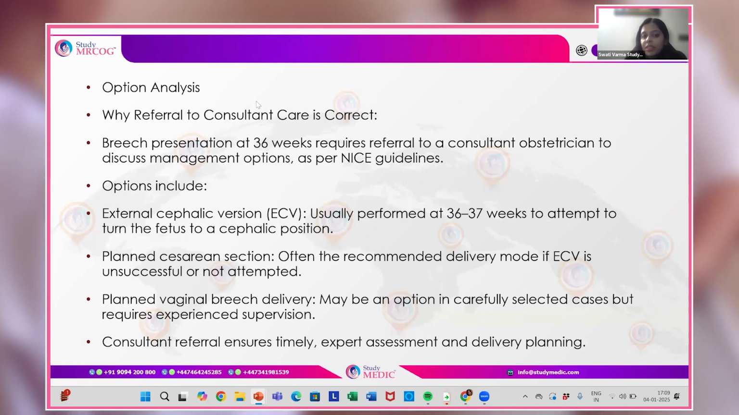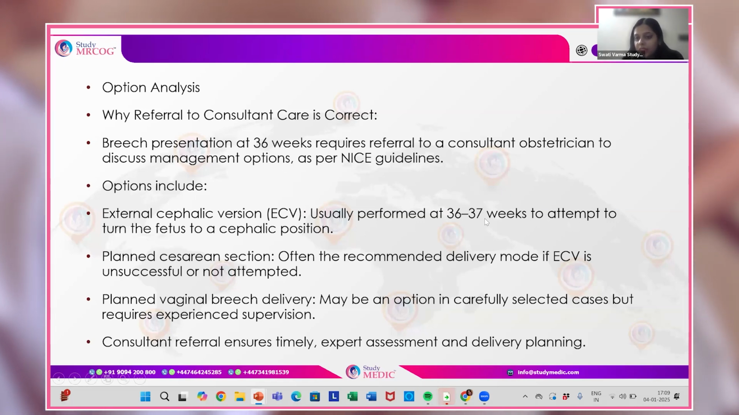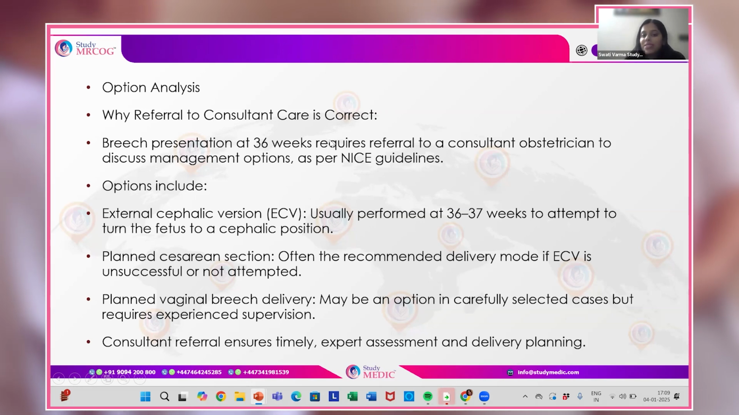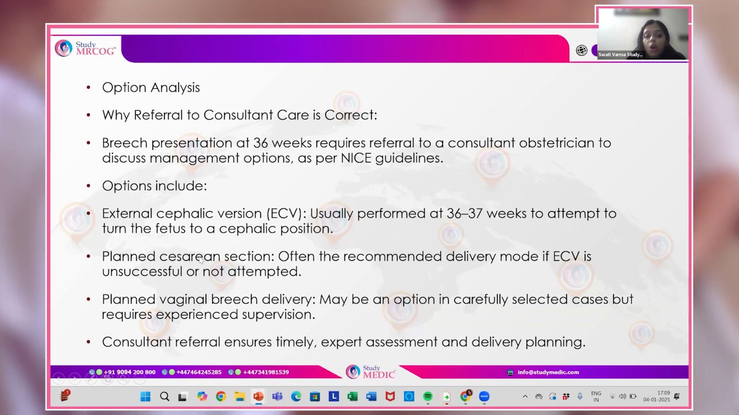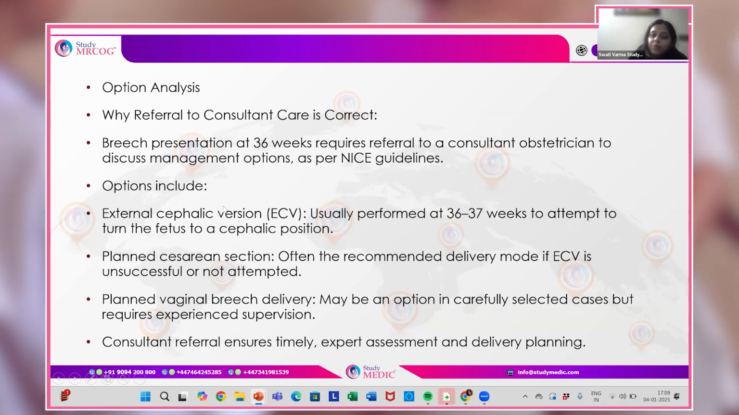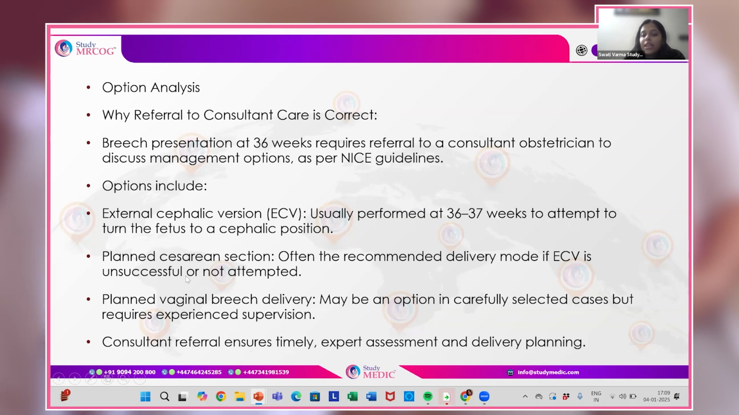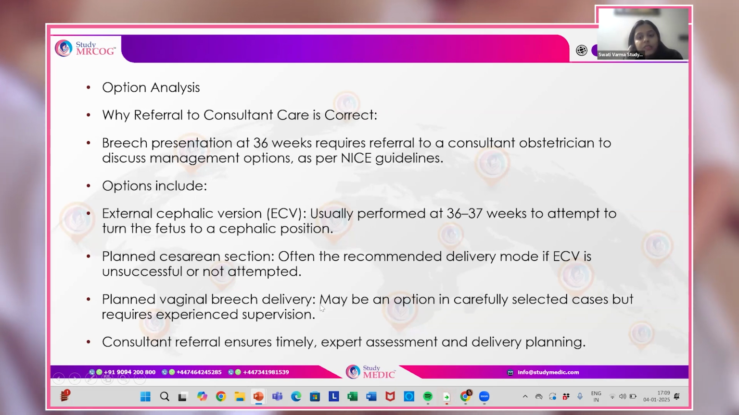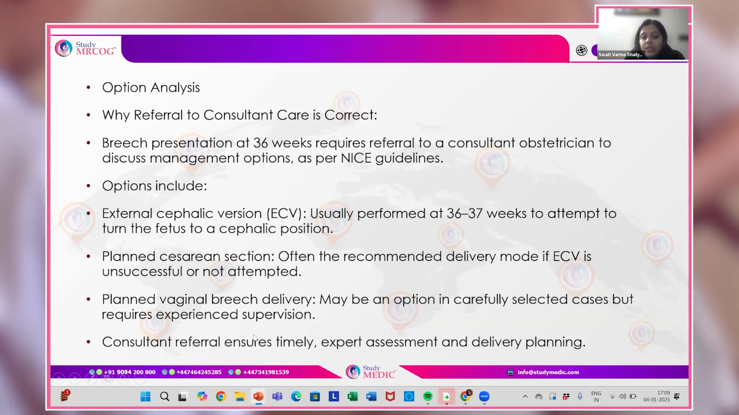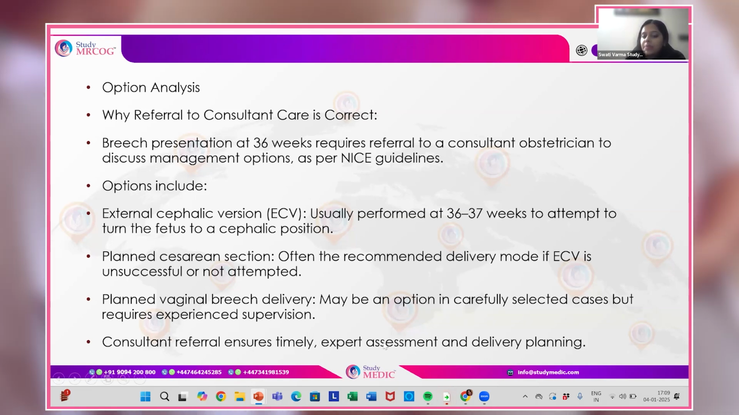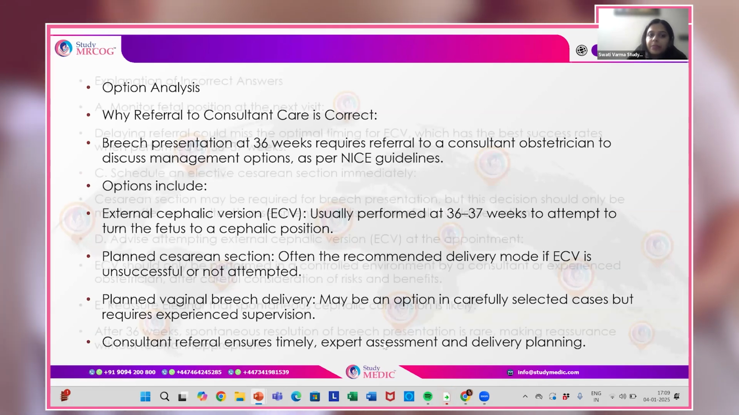She can be offered ECV right now because the best time to perform it is 36 to 37 weeks. So it's best that she is referred to a consultant so that this option can be provided. Or suppose she doesn't want to go for ECV, the option of planned cesarean section can be discussed with her. Planned vaginal breech delivery may be discussed if she is not ready for ECV or if ECV fails. Consultant referral will ensure timely expert assessment as well as delivery planning.